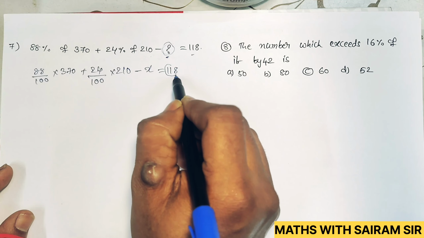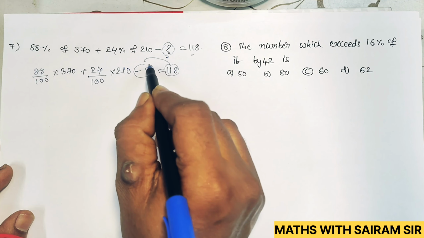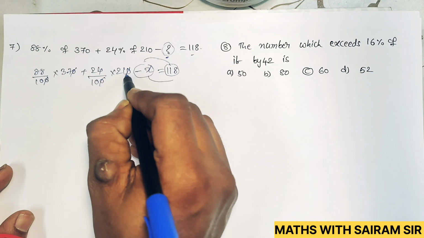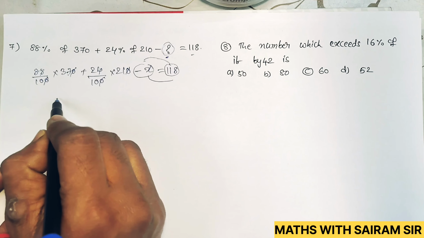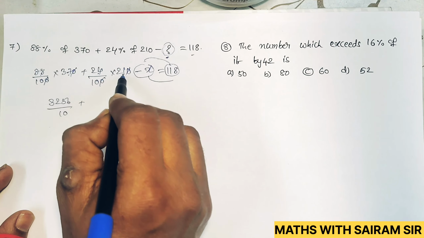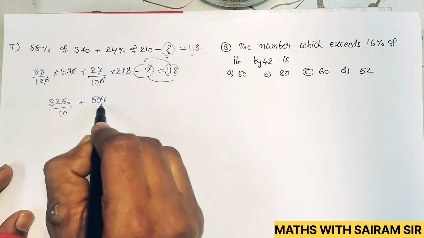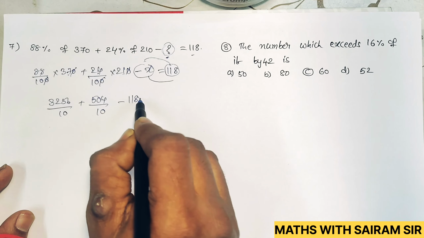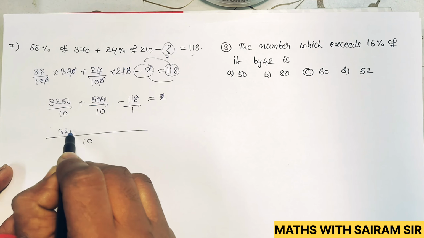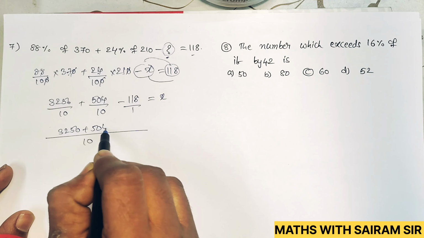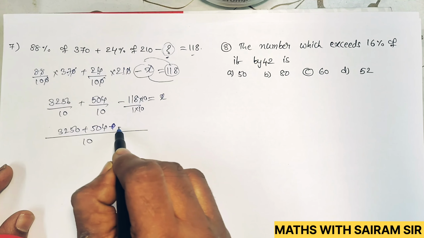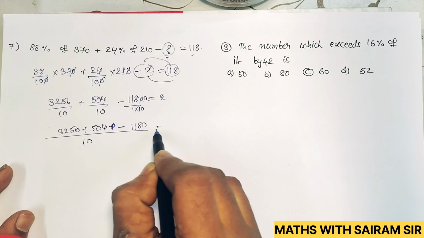118. So on transposing this 118 to other hand and transposing this negative x to other hand, this can be written as, here 0 0 get cancelled, 0 0 get cancelled. So 88 into 37, that is 3256 by 10 plus 24 into 21, that is 504 by 10 minus 118, that gives you x. Now on taking LCM, 10 by 3256 plus 504 plus, to make this as a 10, multiplied by 10 by 10. So here minus 1180, that gives you x.